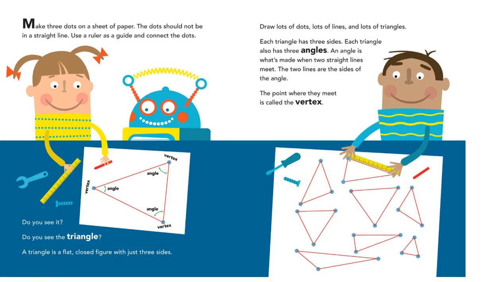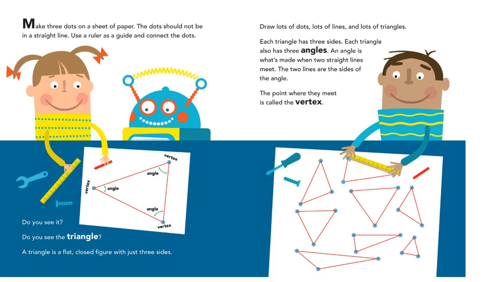Make 3 dots on a sheet of paper. The dots should not be in a straight line. Use a ruler as a guide and connect the dots. Do you see it? Do you see the triangle? A triangle is a flat, closed figure with just 3 sides.